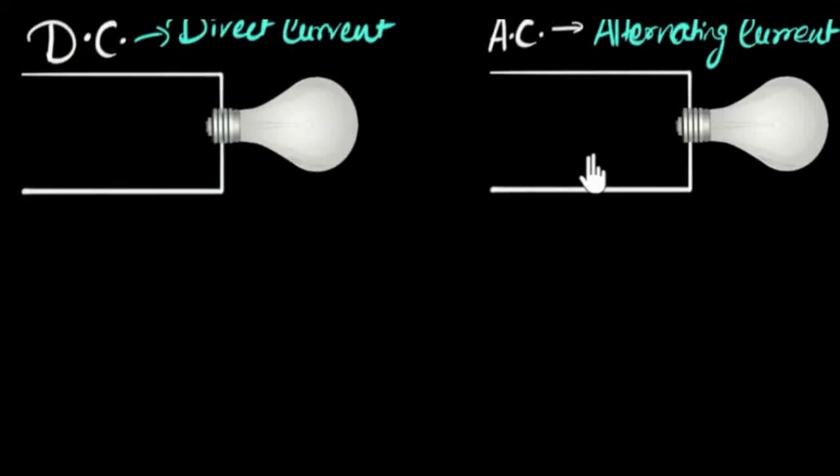Then what is AC? In the case of AC, the direction of current will be altering, or the direction of current will be changing continuously. So if it is forward, then it is backward, right? So that is the difference between AC and DC.